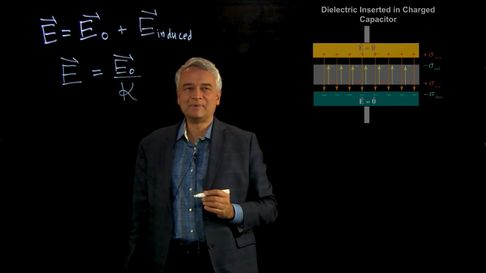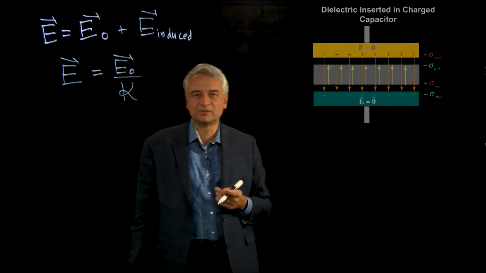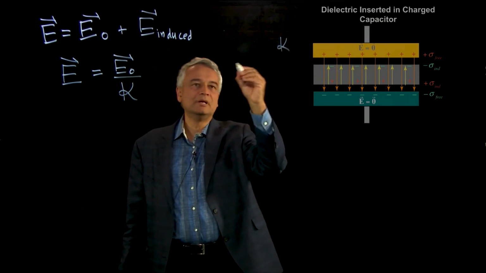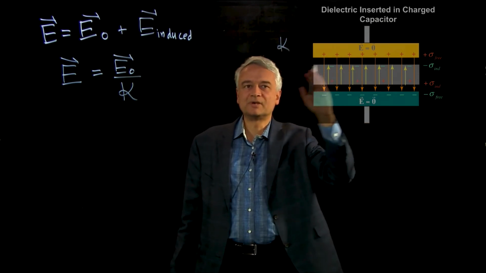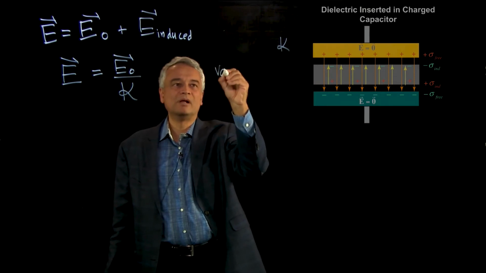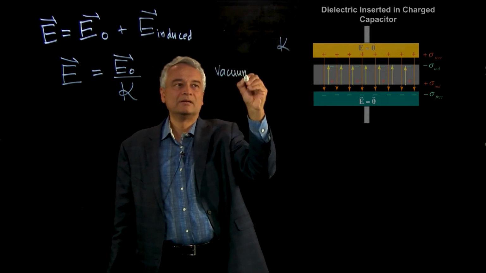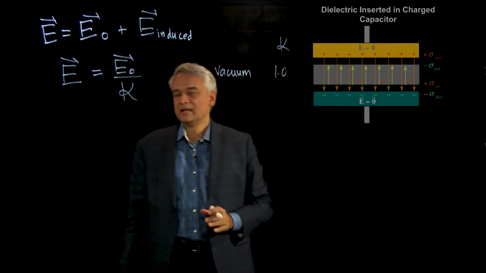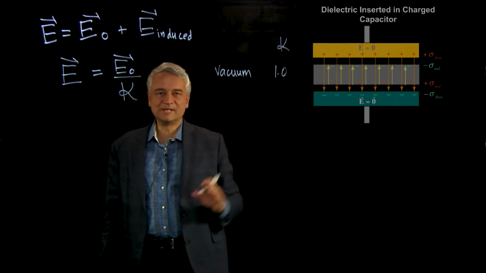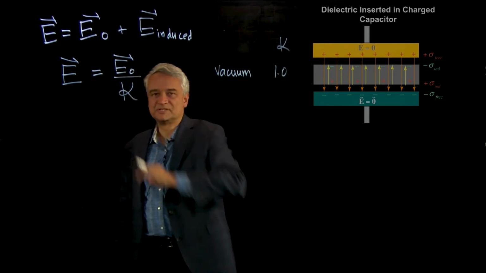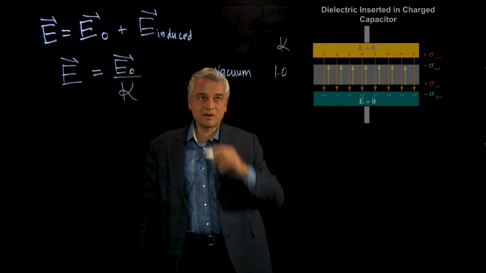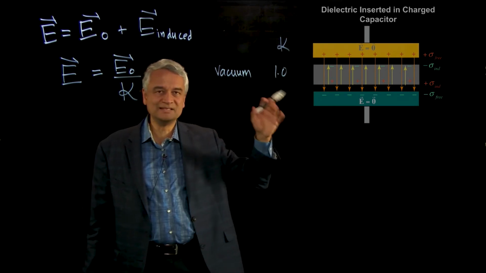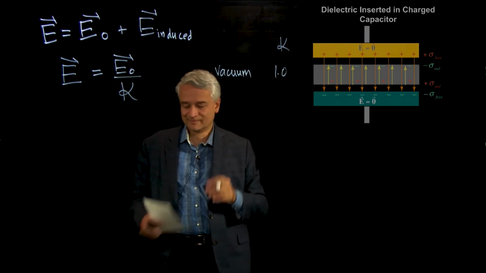OK, so how large is kappa? Well, it will depend on which material we're talking about. By convention, if the material we start with is a vacuum, well, for vacuum, there is no kappa. Kappa is equal to 1.00000000000. In other words, if what I have between the plates of the capacitor is vacuum, then the electric field is just E naught. Now, for air, kappa is very, very close to 1.0. It's 1 point, many zeros, and then some non-zero digits.